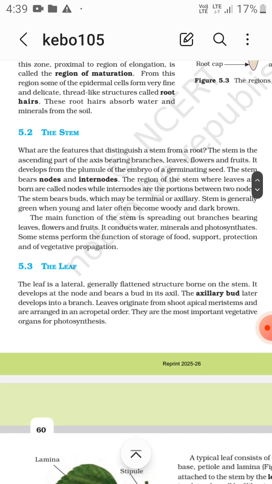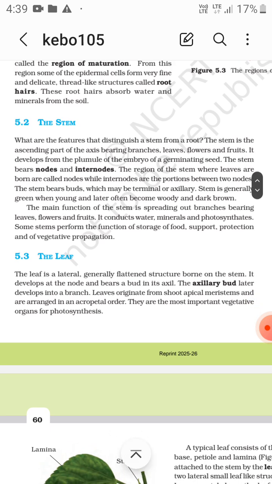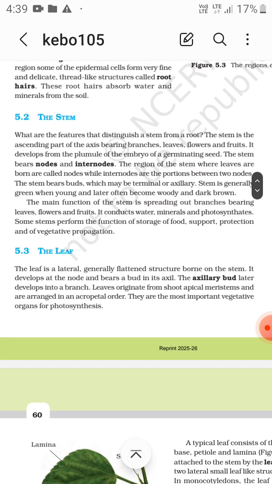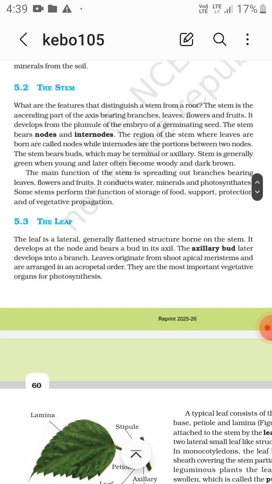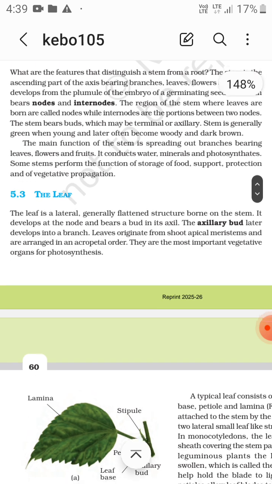Okay, the main function of the stem is spreading out branches bearing leaves, flowers and fruits. It conducts water, minerals and photosynthates. Some stems perform the function of storage of food, support, protection and vegetative propagation. So stem is also involved in vegetative propagation.